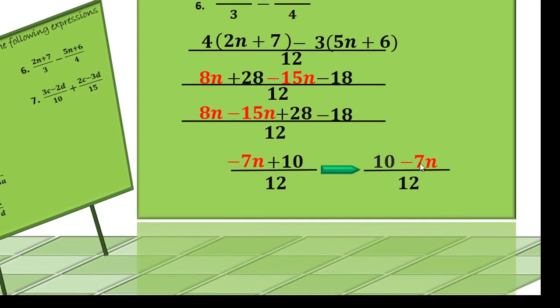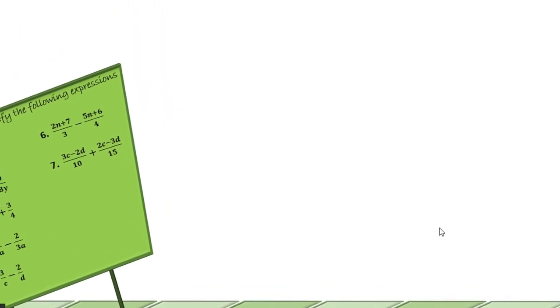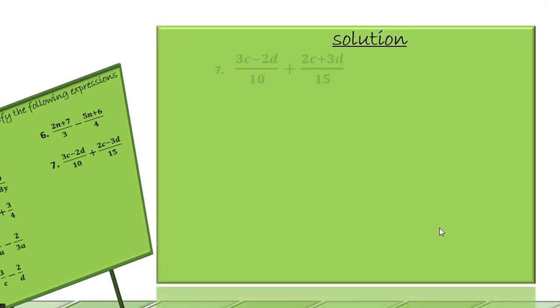Alright, the last question here, that's question 7. Here we are having 10 and 15 at the denominator. So the question still remains, what is the LCM of 10 and 15? It's 60. The LCM of 10 and 15 is 60.